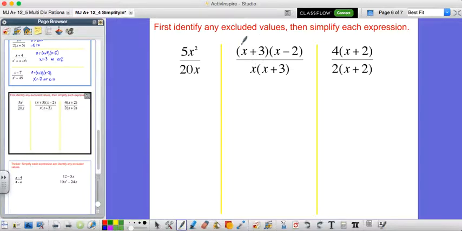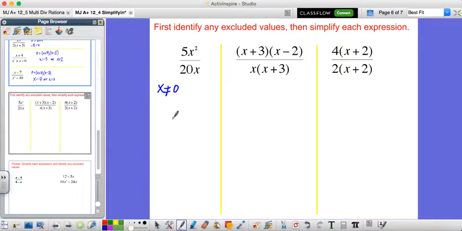Okay, so here we're going to put it all together. We're first going to identify any excluded values, and then we're going to simplify the expression. So before we do anything, what would be an excluded value of this first example? What value of x makes the denominator 0? 20 times what gets you 0? Well, that would be 0. So we say that x cannot be 0. This is just an equal sign with a slash, so it's saying x cannot be 0. And now let's simplify.